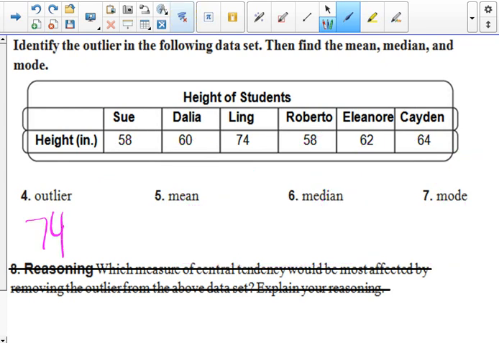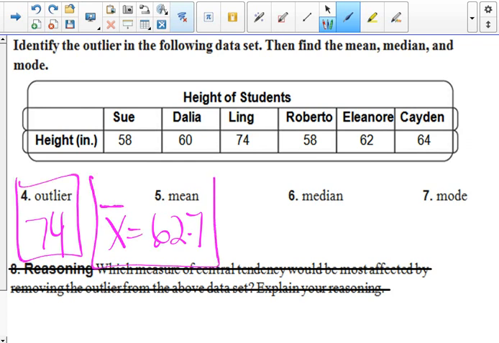Okay, now let's take the mean. So what did you guys get for the mean? 62.7 is correct. So x bar equals 62.7. What about the median? 61. That's correct.